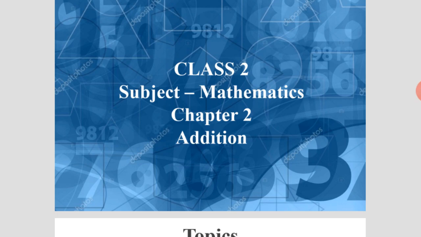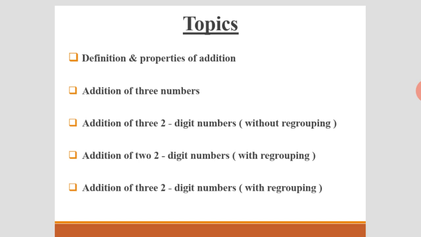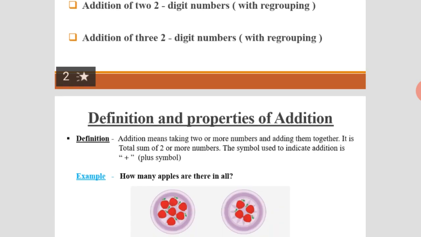In the previous chapter we learned numbers up to 1000. So today we are going to learn our next chapter. The chapter name is addition. This is our topics. Here it is mentioned 5 topics. Now we are going to follow according to the topics. So let's begin the first topic.